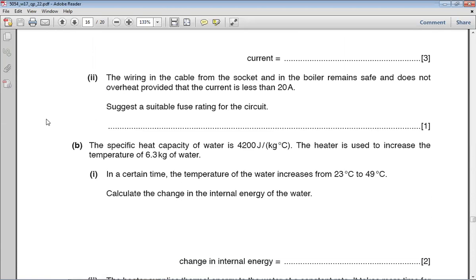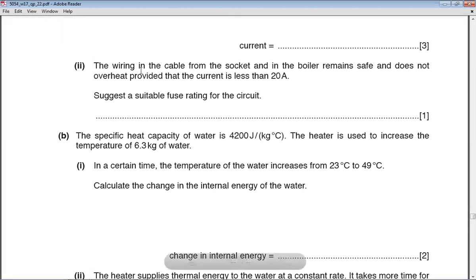It says the wiring in the cable from the socket and in the boiler remains safe and does not overheat, provided that the current is less than 20 ampere. Suggest a suitable fuse rating for the circuit. Okay, this wiring can bear up to 20 amperes, but don't get confused with this number. Actually, the heater is taking only 12.17 ampere current.